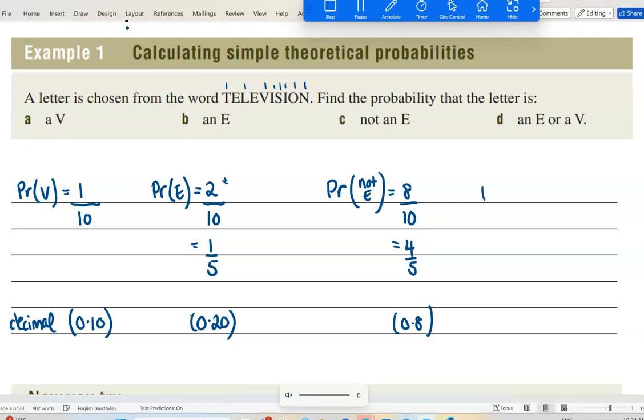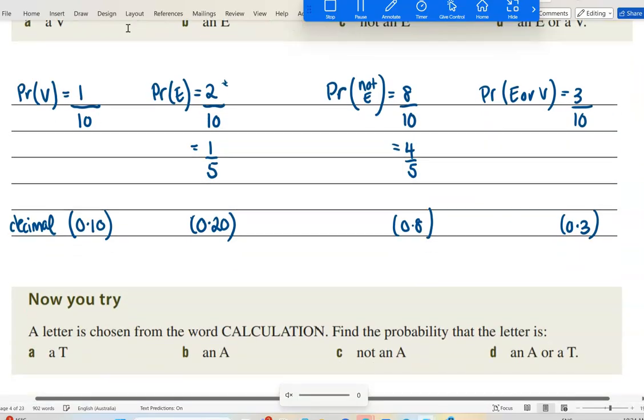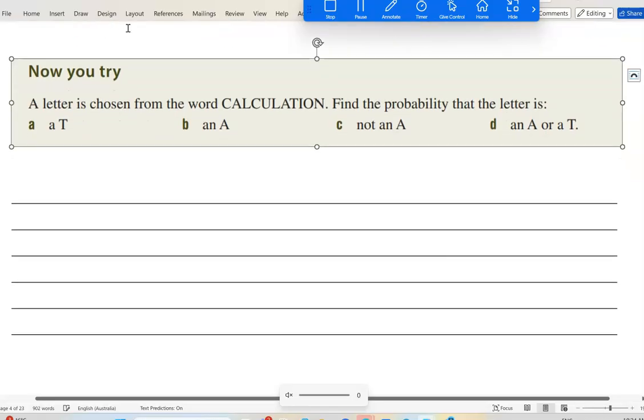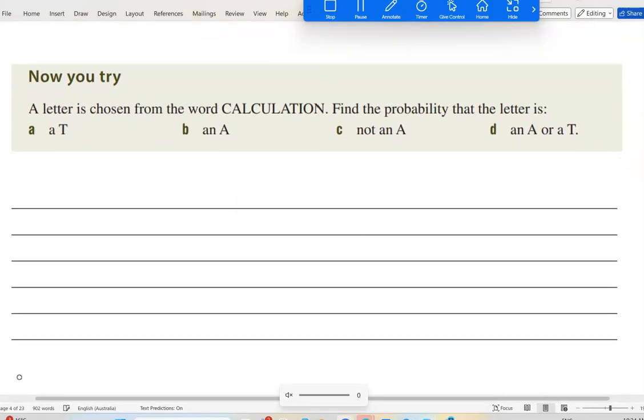Okay, and then we could do the probability of an E or a V. So that means it could be E or V. So how many options is there if it's an E or a V? 3, good, out of 10, which we could say is 0.3. Okay, so that's pretty easy. That's what you're going to get asked to do, questions like that. Now, I'm going to pause it and you guys give this a go.